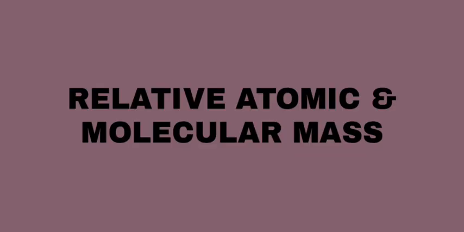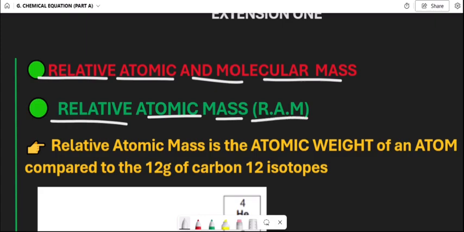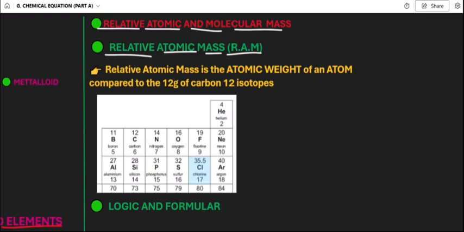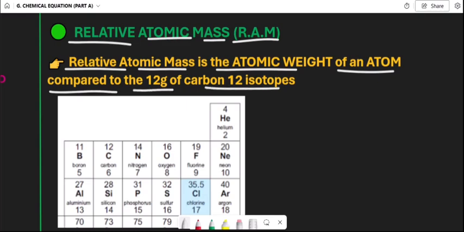Moving on to relative atomic and molecular mass. Picking the first one, which is relative atomic mass. The symbol for relative atomic mass is RAM. What is relative atomic mass? Relative atomic mass is the atomic weight of an atom compared to 12 grams of carbon-12 isotopes.